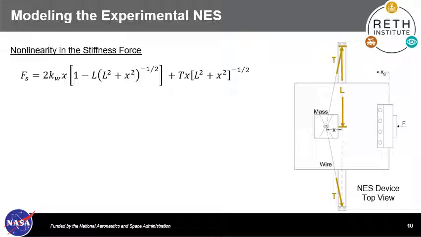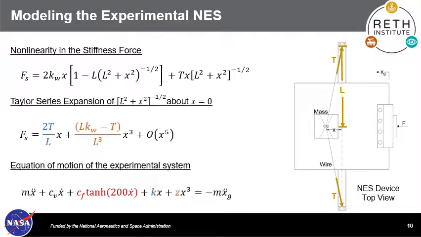Assuming relatively small vibrations about x equals 0, we can take the Taylor series expansion of this square root term, leading to a clean expression of the stiffness up to the third order, where the first term corresponds to the linear stiffness of the system, and the second term corresponds to a stiffness parameter influenced by the cube of the displacement. Experimental observation of the system also led us to include a friction damping term in the equation of motion, shown here with the hyperbolic tangent. With this understanding of the system, we can then proceed to infer the states and the parameters, which include viscous damping, friction damping, linear stiffness, and cubic stiffness.